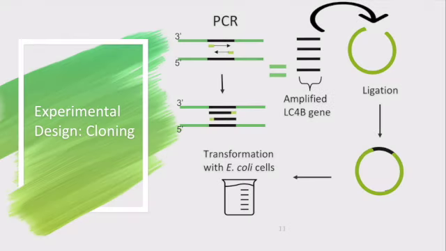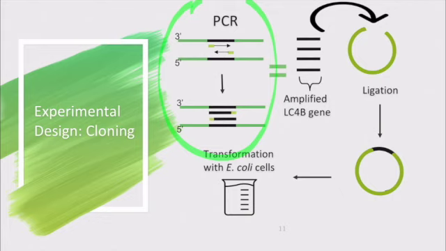For the first technique, a PCR was performed in order to amplify our gene of interest. Amplification occurs when there is replication or an increase in the number of copies of a gene of interest without increasing the number of copies of the other genes. In this case, the gene of interest is the LC4B gene. PCR essentially finds the DNA or specific gene of interest and then amplifies it using DNA polymerase.